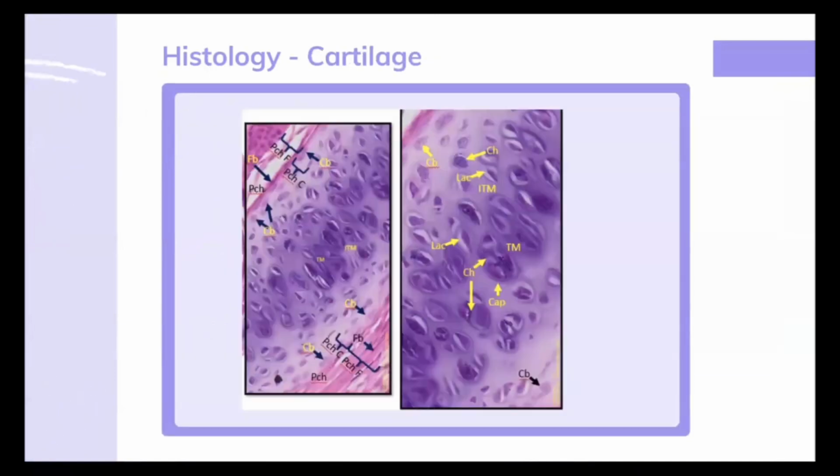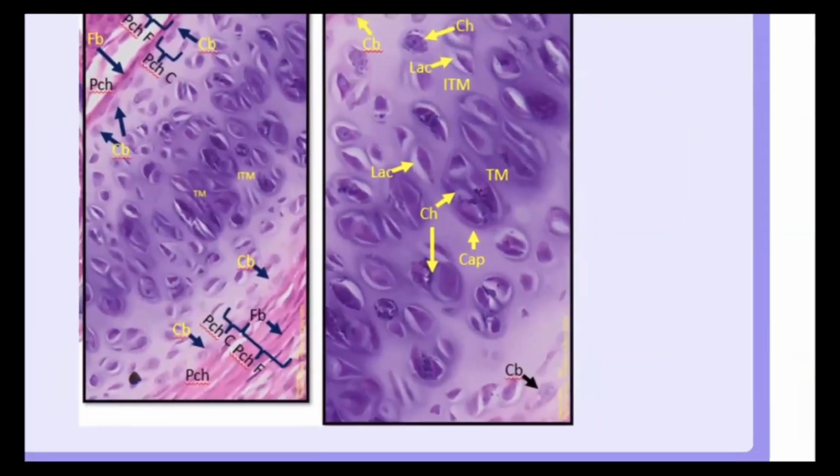Then we move on to cartilage. Now you have three types. You have hyaline, you have fibrocartilage, and you have elastic cartilage. So we'll go through them one by one. So hyaline cartilage is very recognizable, and I'm sure everyone thinks that too. So we'll just break down some features that we need to know.